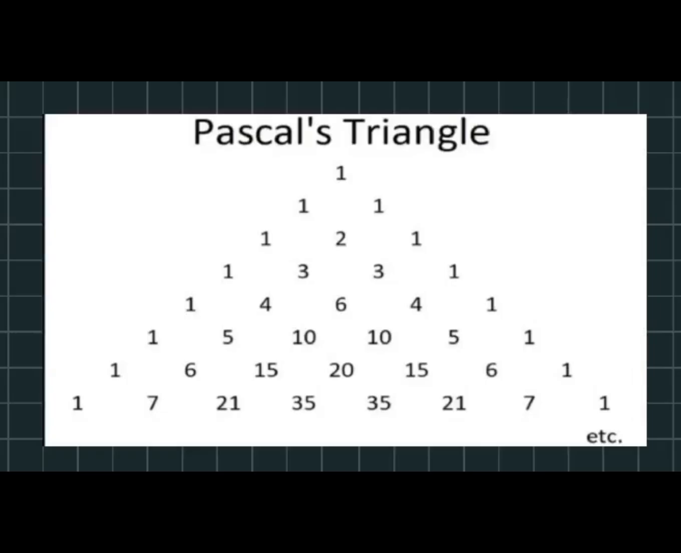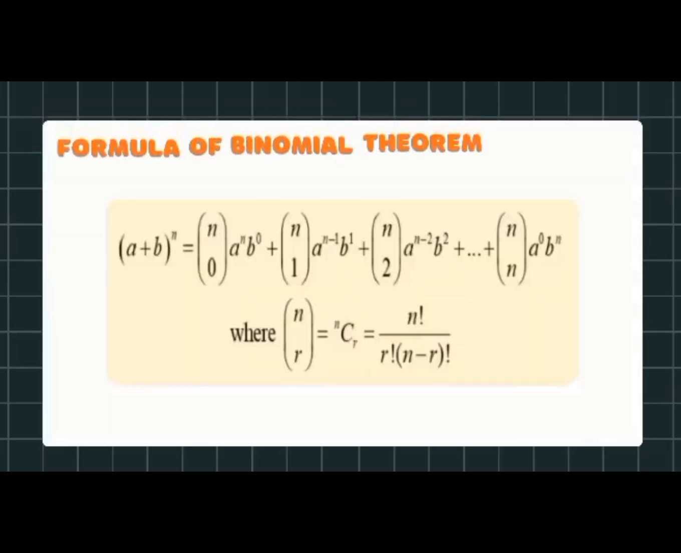If you want to raise a binomial expression to a power higher than 2, it is very cumbersome to do this by repeatedly multiplying x plus 1 by itself. In this unit, you will learn how a triangular pattern of numbers known as Pascal's triangle can be used to obtain the required results very quickly. So, we also have here the formula of the binomial theorem.